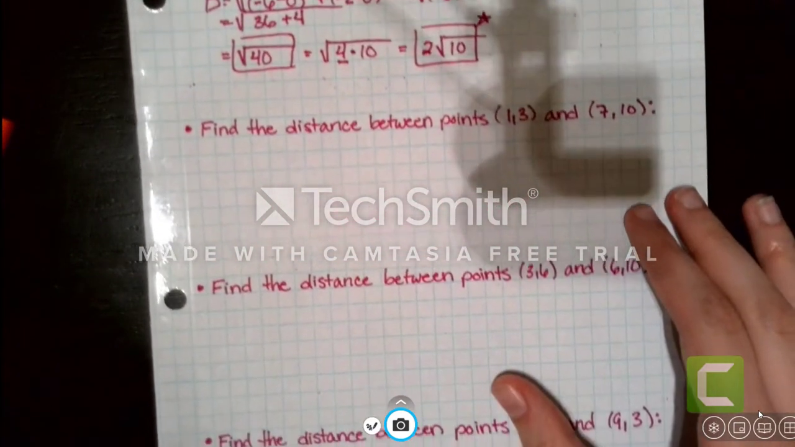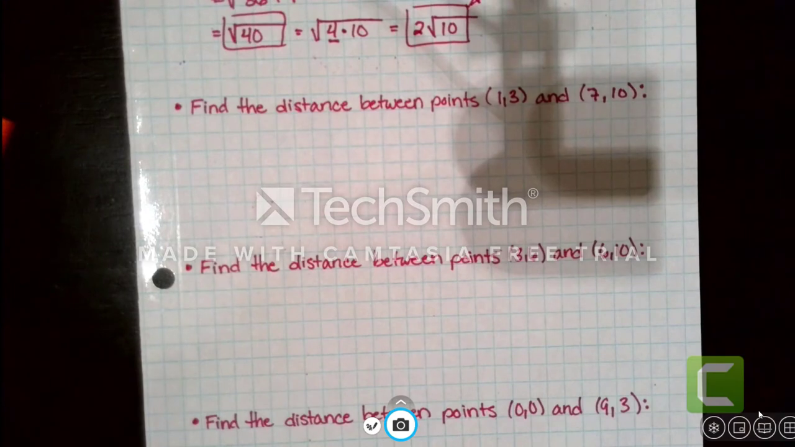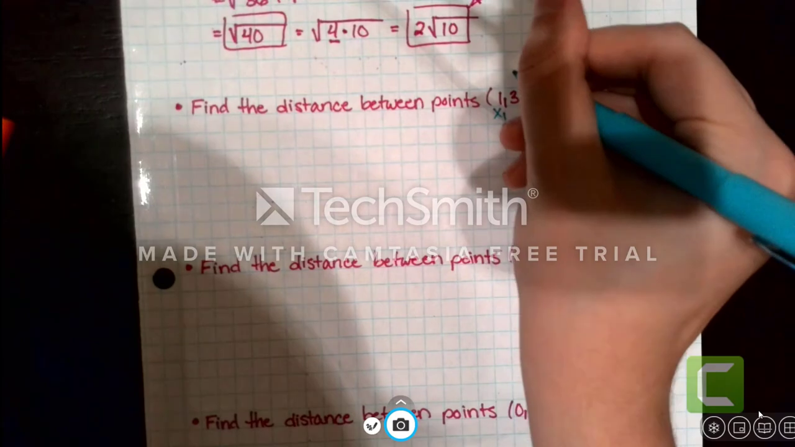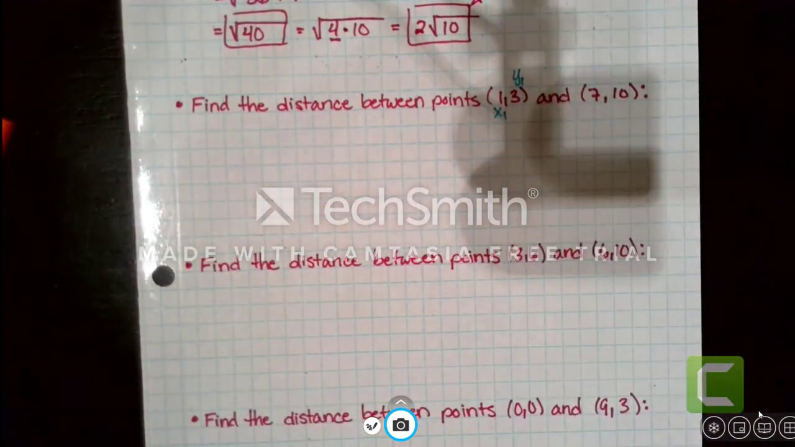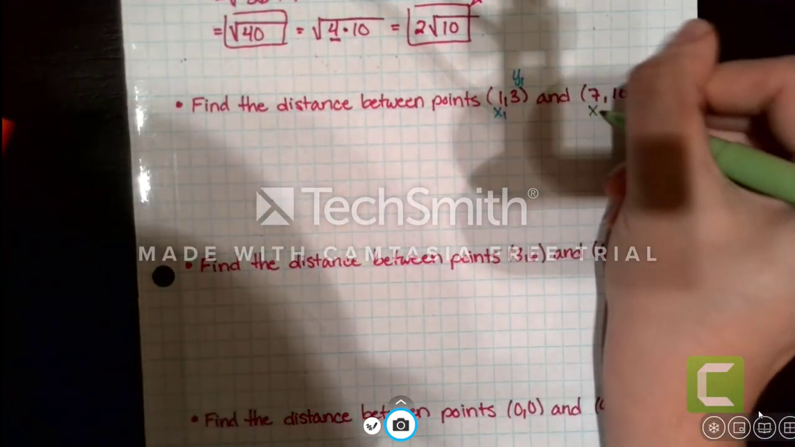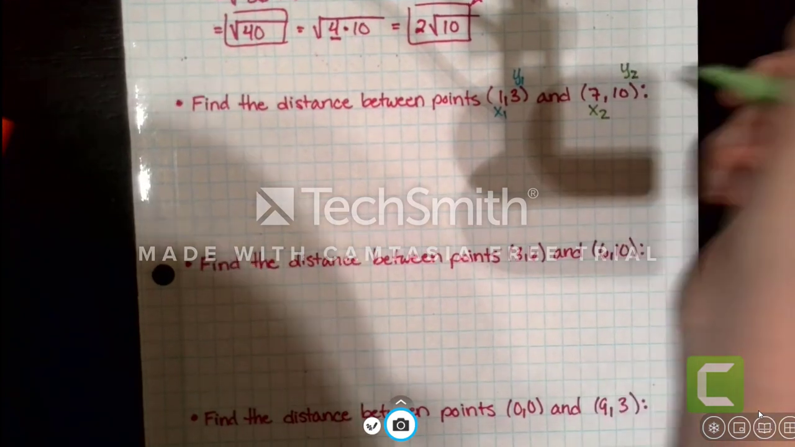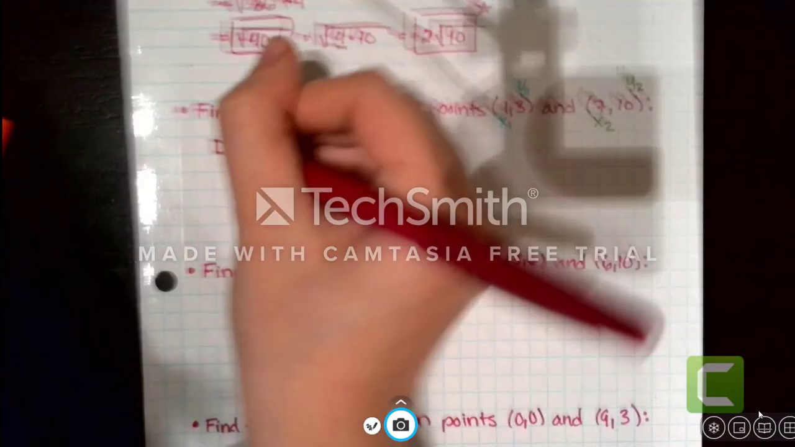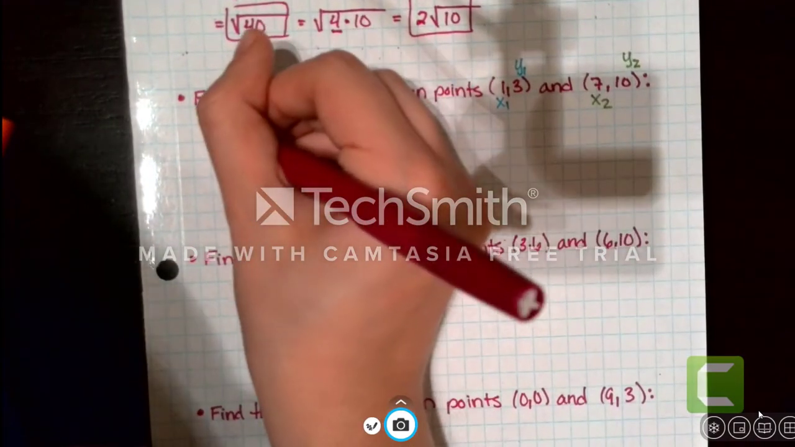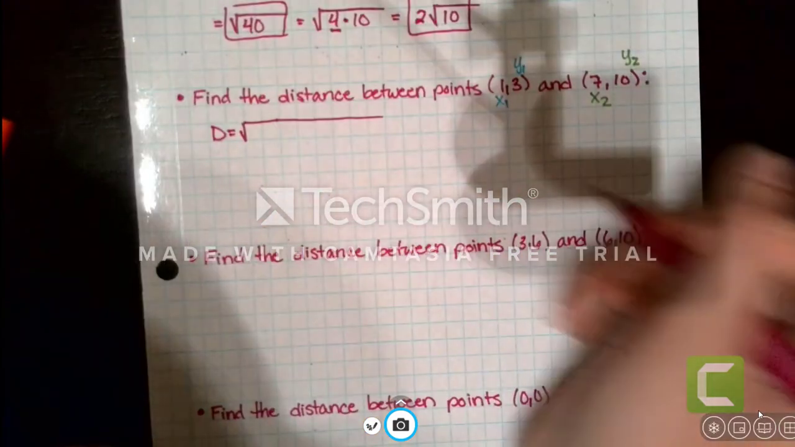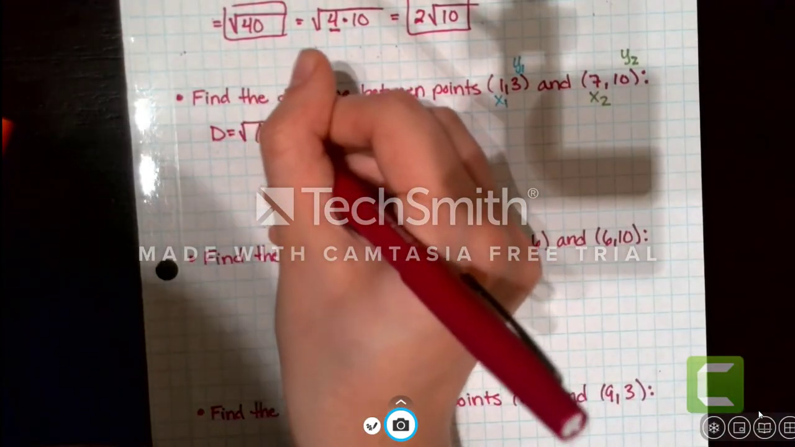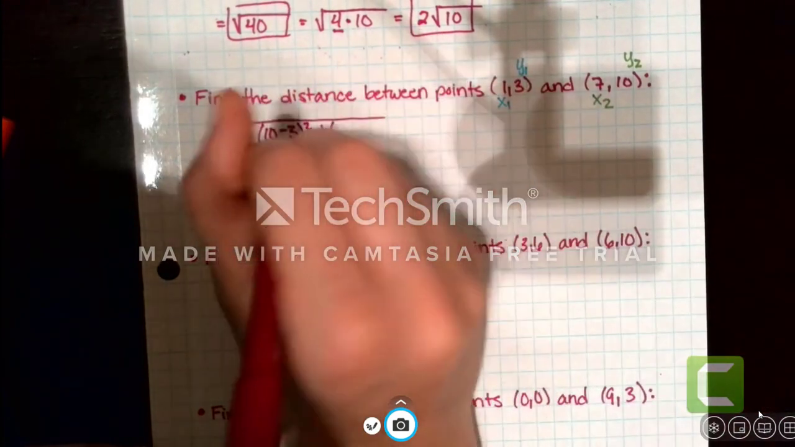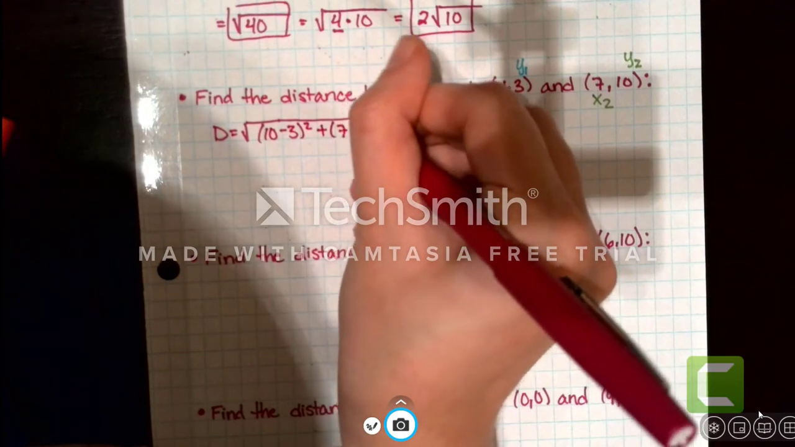For the next example, we have to find the distance between points 1 and 3. So x1, y1, and 7, 10, or x2, y2. And again, we plug into our formula now that our points are labeled. So distance d is equal to the square root of 10 minus 3 squared plus 7 minus 1 squared.